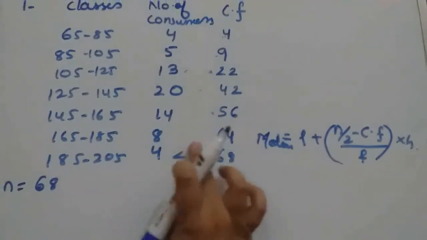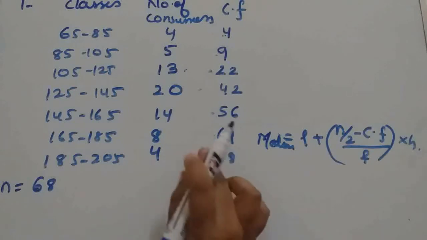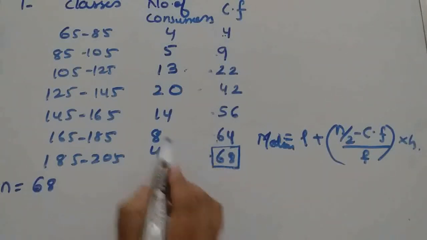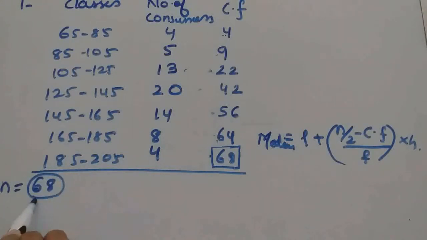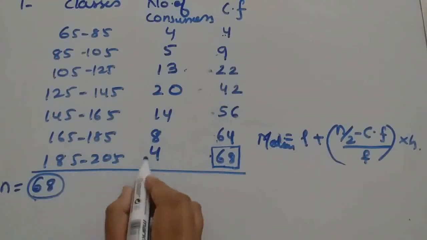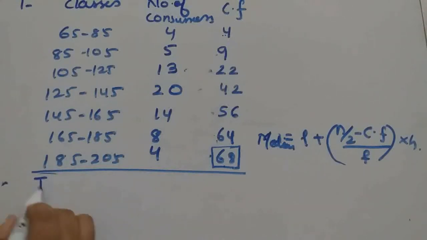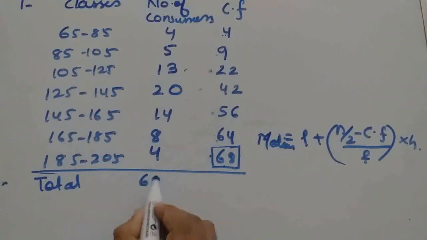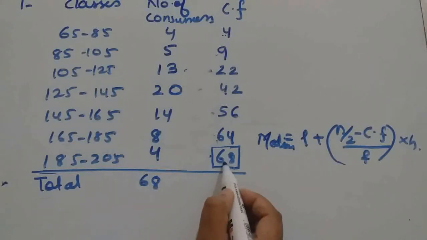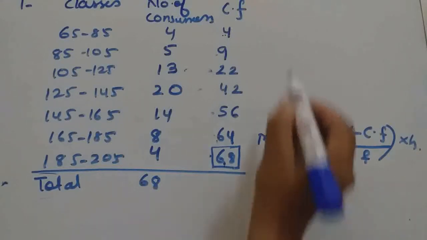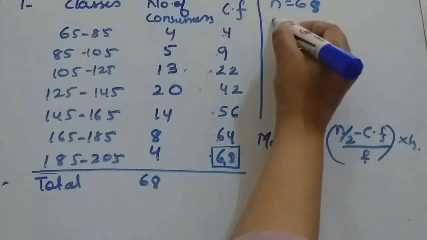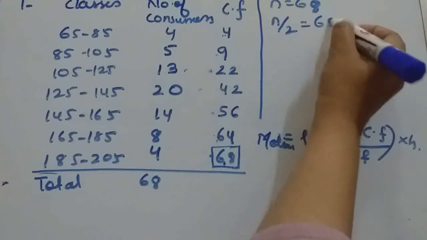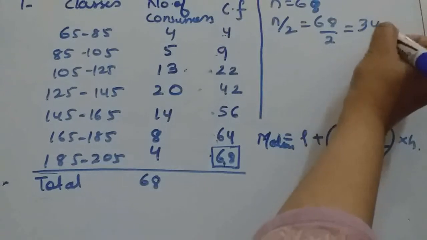Now you must remember one thing: this total will always be the total of the frequency. So here it was already given 68 and we got 68. So this total is 68, isn't it? So this total and the last entry of the CF column should be the same. Okay, now n is 68. We will find n by 2. N by 2 means 68 by 2, that is 34.